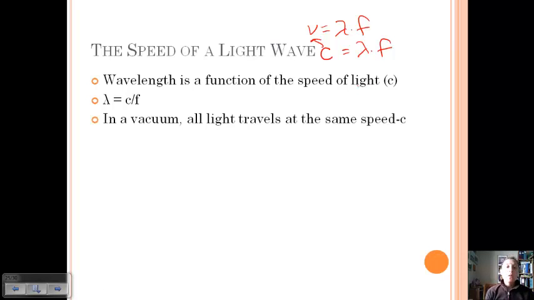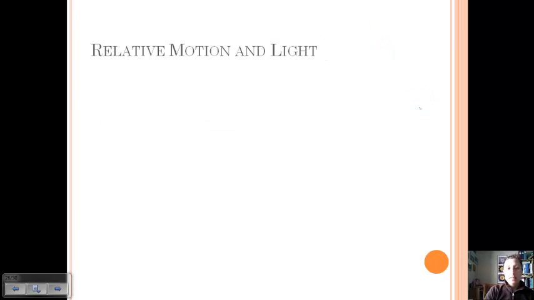In a vacuum, we know that all light travels at the same speed, which is this c, which is 3 times 10 to the 8th meters per second. So that's the speed of light.